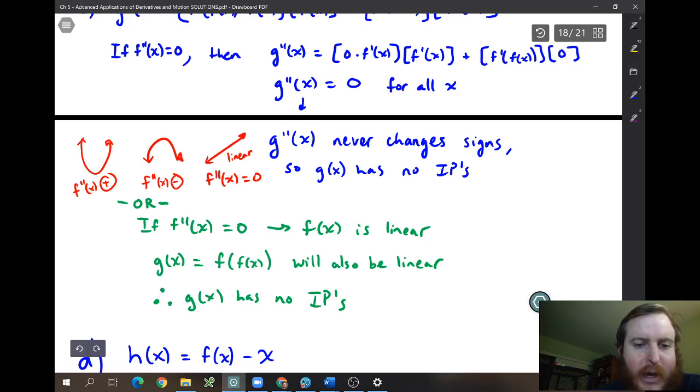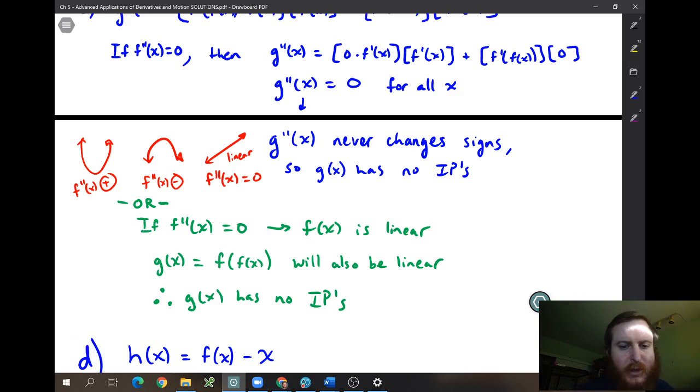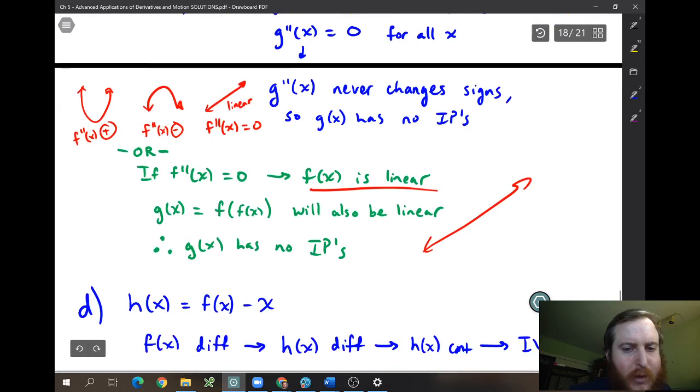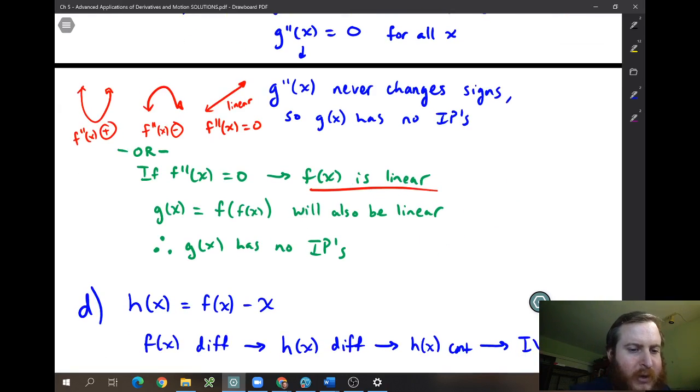And so if f double prime of x was 0, that means that f of x is linear. And that would mean that g of x, like f of x, this is linear. If we plug something linear into something else linear, it'll stay linear. So g of x will also be linear. So if g of x is always linear, it's never going to have an inflection point, right? Like straight lines, they don't have any concavity, so they don't have any inflection points. So you could have actually written this out, but it's kind of tricky.